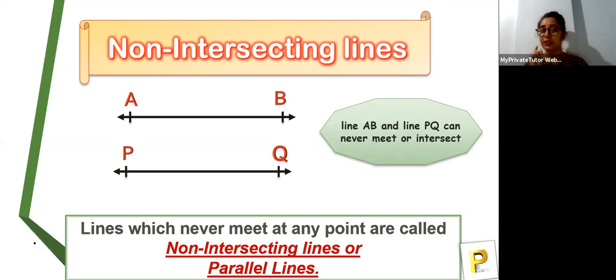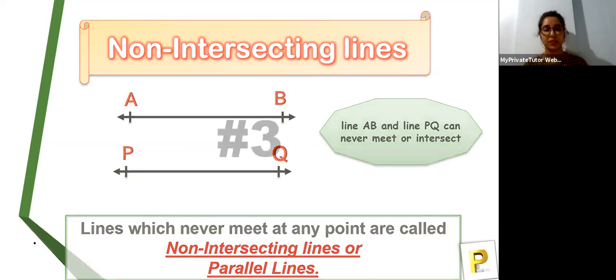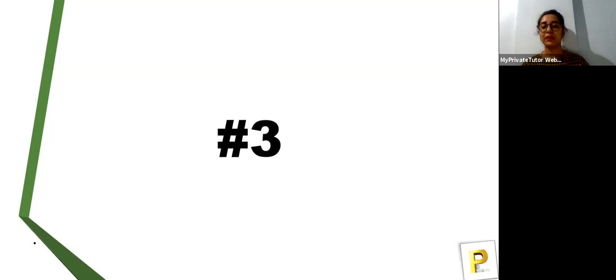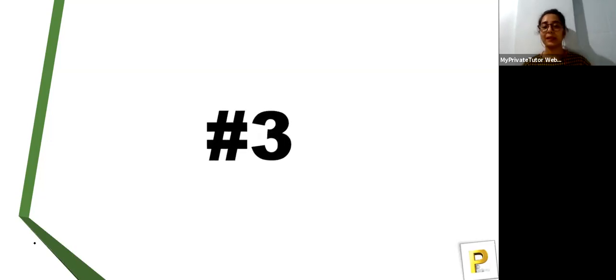And you have to remember the other name as well, that is parallel lines. So from this you get to know what parallel lines are as well. Lines which never meet are called parallel lines. So you have to remember this, because you'll need it for many different chapters in geometry.